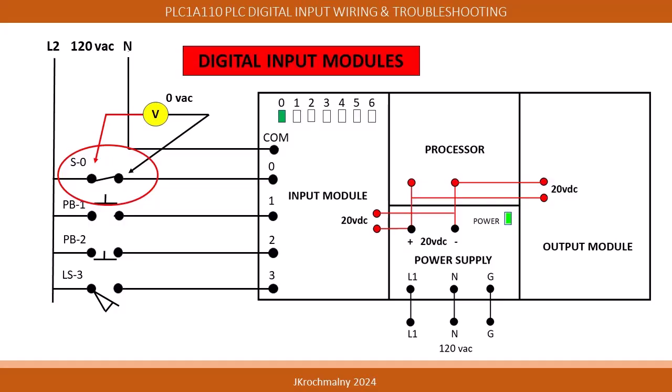In this graphic, we see that switch S0 is closed, resulting in 120 volts appearing on terminal 0 and illuminating the LED 0 above it. With switch S0 closed and applying our voltmeter across input terminal 0 and COM, it allows us to read 120 volts on our meter display. Again, notice the illumined LED 0. Opening switch S0 drops the voltage away from the input terminal 0 and turns off the LED.